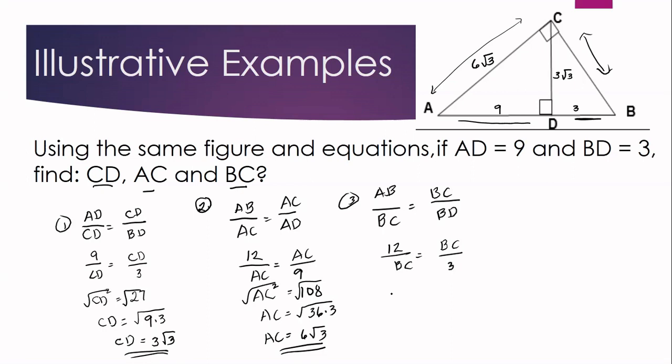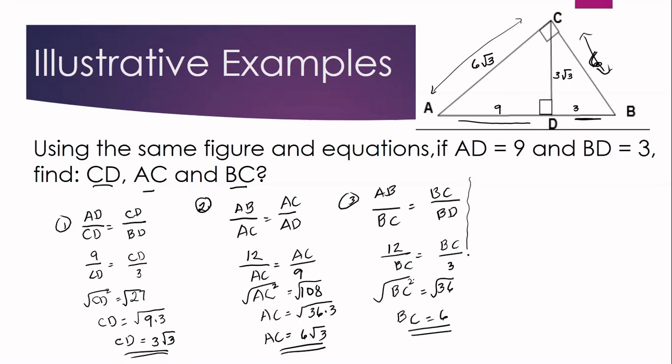So we have here BC squared. 12 times 3 is 36. Then we are going to get the square root, both sides. So BC, 36 is a perfect square. And the square root of 36 is 6. So it means our side here is 6. So those are CD, AC, and BC. Now, let us just check.